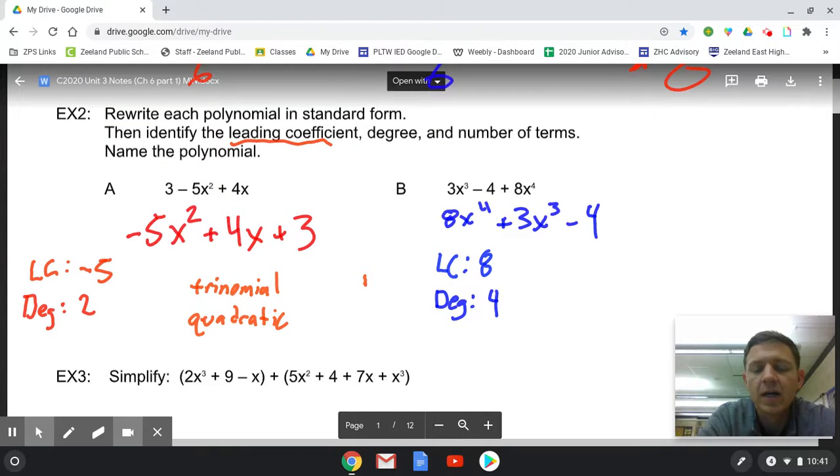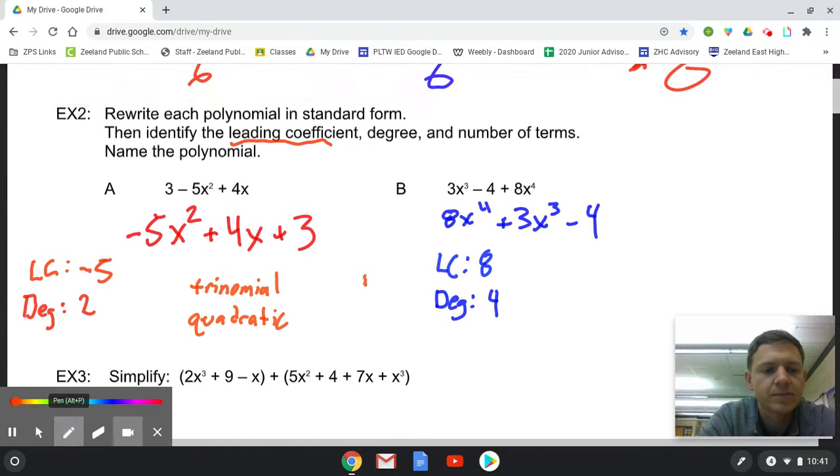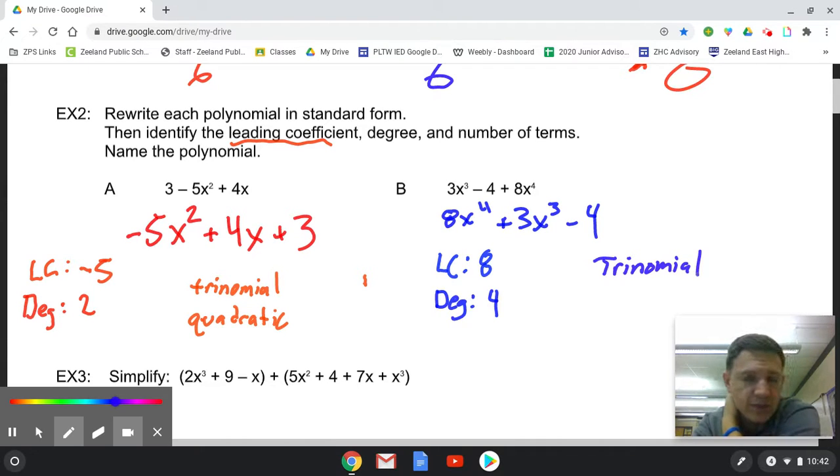Okay, for the next one. This is also a trinomial because there are 3 terms. But we need to decide what to name it. As far as the degrees, it's a degree 4, which means if you look back up to the top of the page in that table, that's a quartic function. Or excuse me, a quartic polynomial. Not a function because there's no f of x, no equal sign.